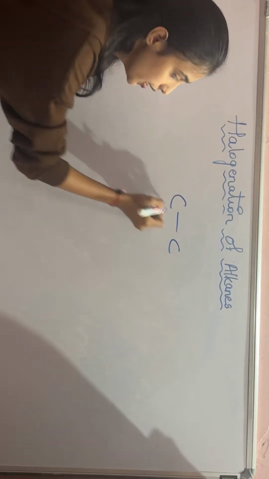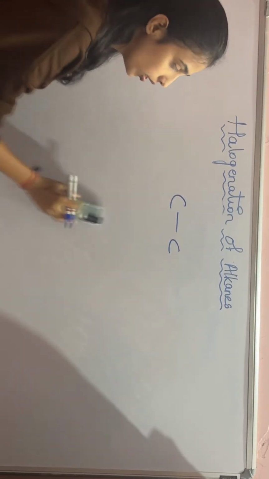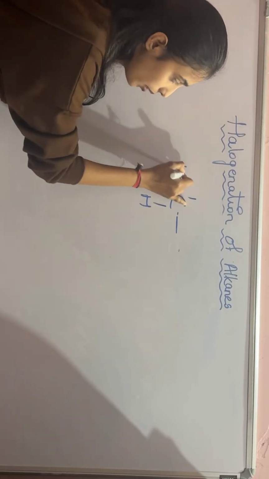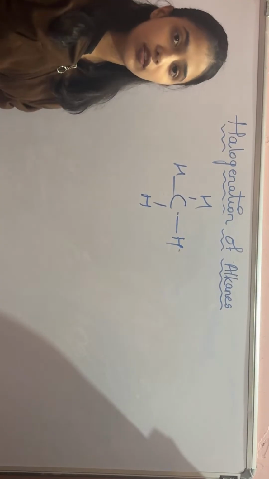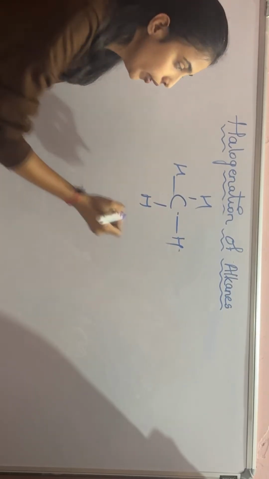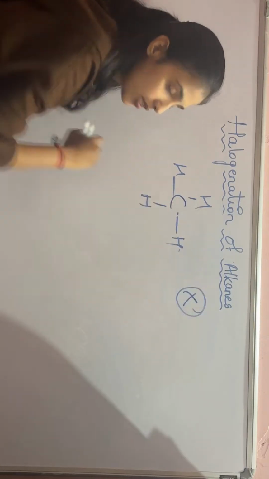Carbon is attached by single bond. So the smallest alkane is nothing but your methane, where one of the carbon atom is attached to 4 hydrogen atoms. So in this normal alkane, when your halogens will be substituted.